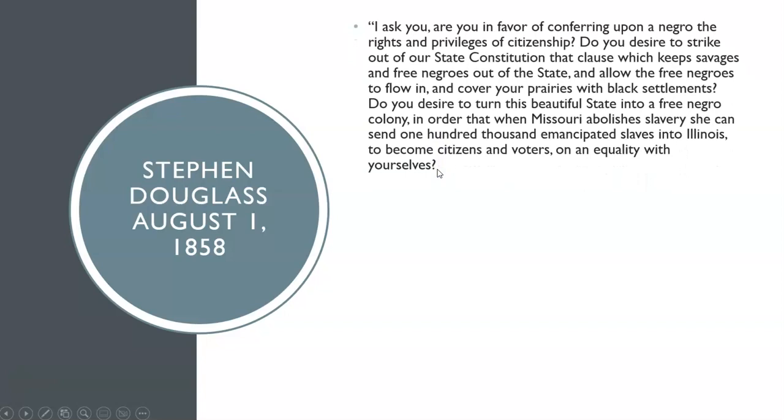Right? Well, in debating Stephen Douglas, here's August 1st, 1858. I ask you, are you in favor of conferring upon a Negro the rights and privileges of citizenship? Do you desire to strike out our state constitution that clause which keeps savages and free Negroes out of the state, and allow the free Negroes to flow in, and cover your prairies with black settlements?